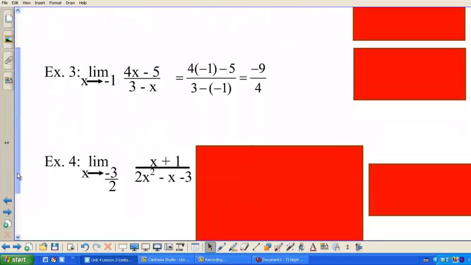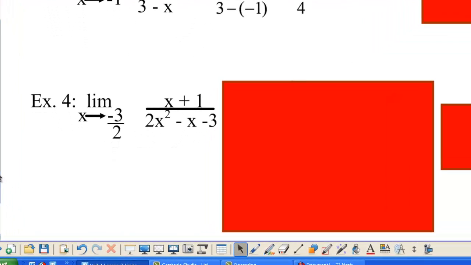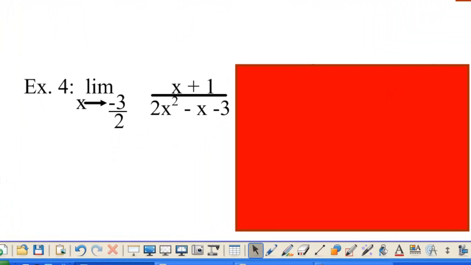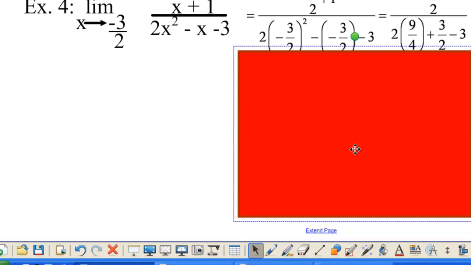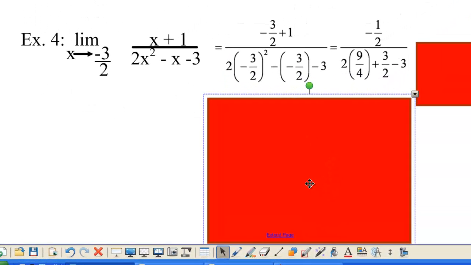For example 4, my arithmetic is a little trickier. I have to input a fraction. Don't let that throw you off. It's still direct substitution with some messy complex fraction work. So notice here I put in negative 3/2 in for x. The numerator simplifies to negative 1/2. The denominator, when I square negative 3/2, I get negative 9/4.